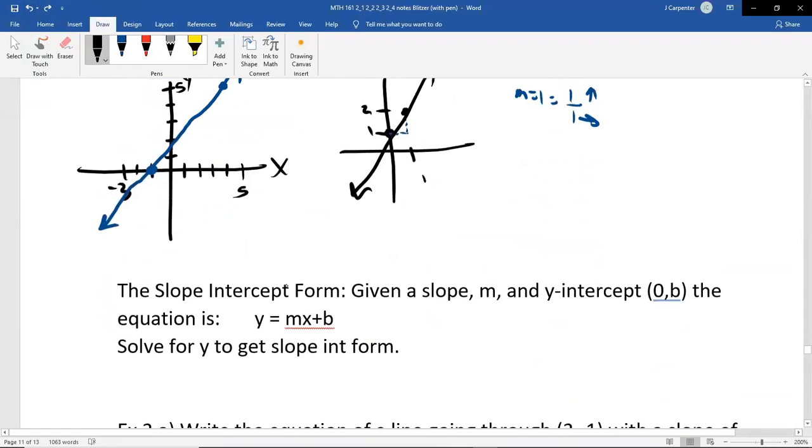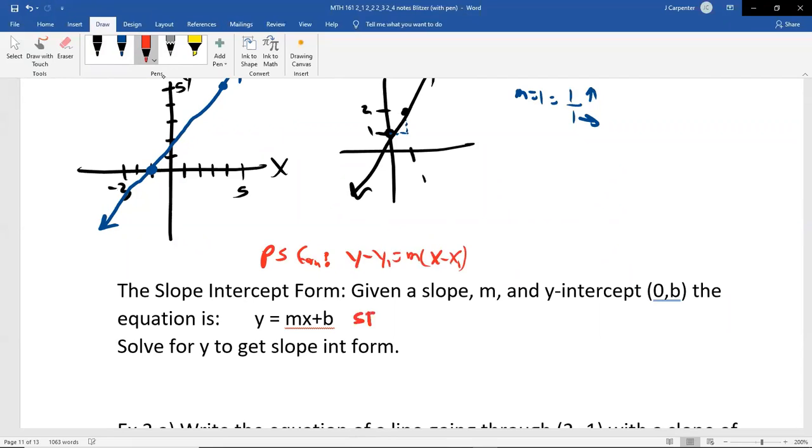All right, so remember your point slope form, which is generally where you're going to start your lines: y minus y1 equals m times x minus x1. You all have that memorized already, right? Then your slope-intercept form, what I call SI form, is y equals mx plus b. Usually you're starting here and you're ending here.